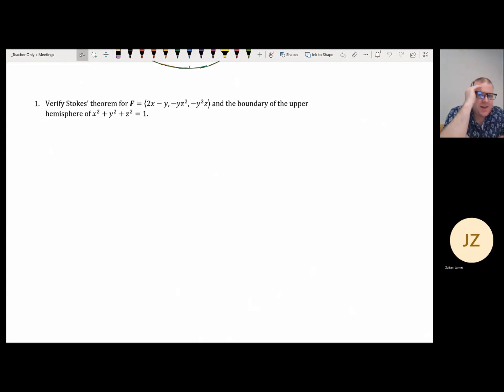We're going to verify Stokes' theorem for this vector field and the boundary of the upper hemisphere of x squared plus y squared plus z squared equals 1. Starting with the line integral.